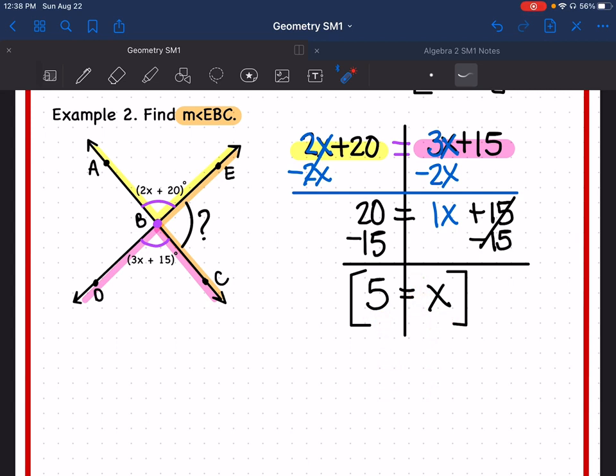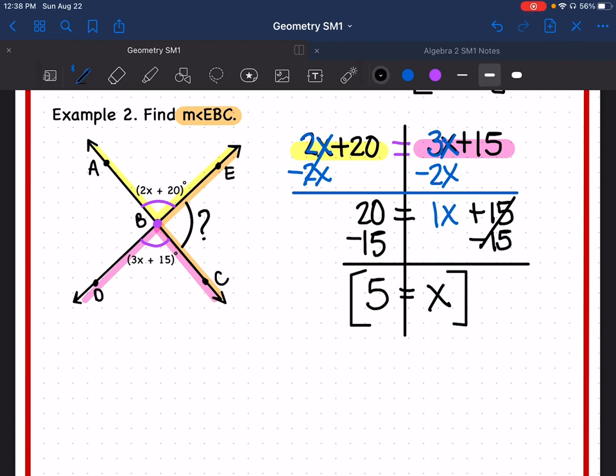All right, but I need to find the measure of this angle. A good thing to do is to take my answer and substitute it back in, either into the yellow or the pink, whichever one I would think is easier. I'm going to do the yellow because for me, I don't know why, I just think it's going to be easier than the purple, the pink one.